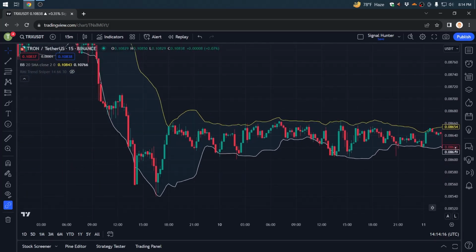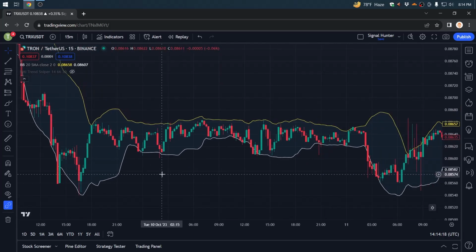So what is a ranging market? When the price stops making higher highs and higher lows, or lower lows and lower highs, and the price moves along a horizontal line, that's called a ranging or sideways market. In this market condition, traders stay confused about whether to take a buy or sell decision. So let's see how you can generate buy and sell signals without any hesitation.